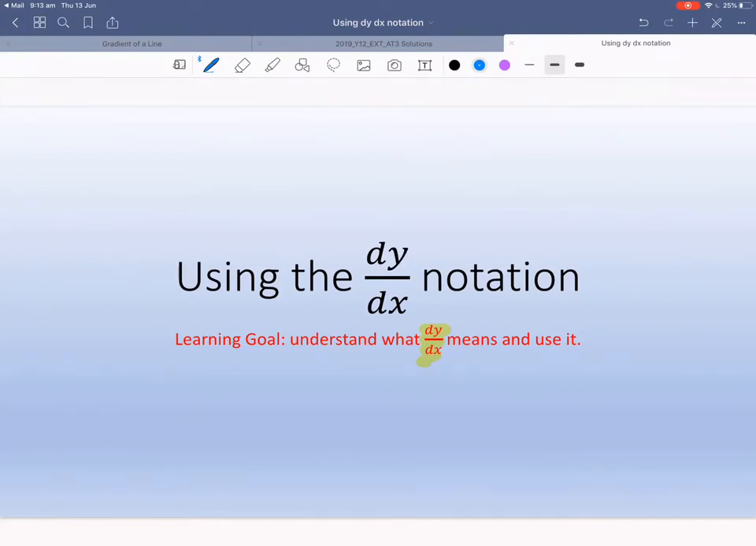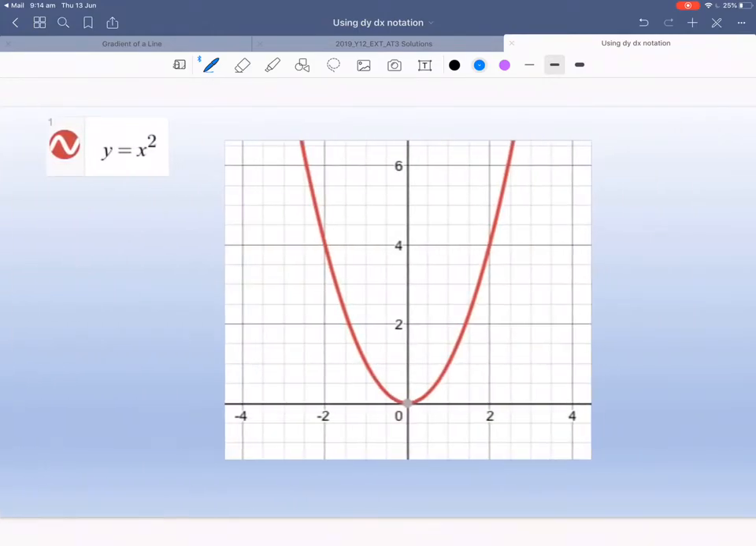There's a few different notations that we can use for derivatives. This is actually a really good one. It's probably one of the most common ones that's used. We're just going to understand it, all right? Now, just a really quick recap of what derivatives are. Derivatives give us the gradient function, all right?